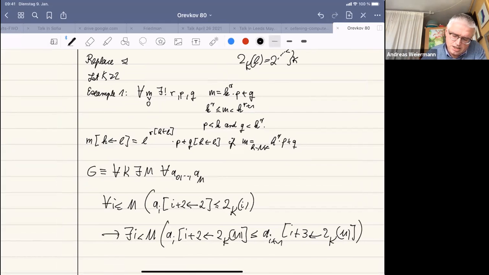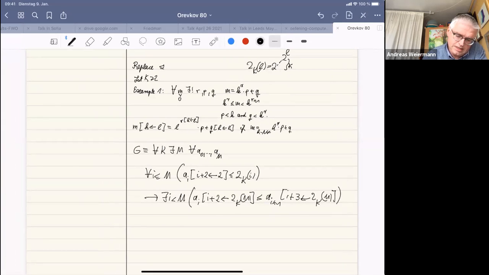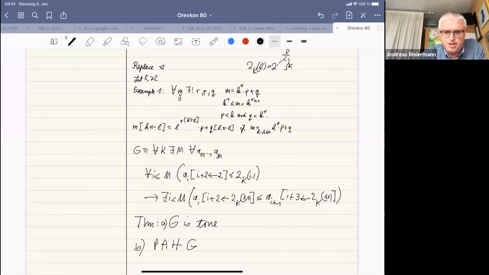And then you can ask how strong is this principle? And this principle has the following strengths. First of all, G is true. And second, PA does not prove G. So this is somewhat similar to the first example, but I switched from terms to numbers. In this sense, it's more immediate.